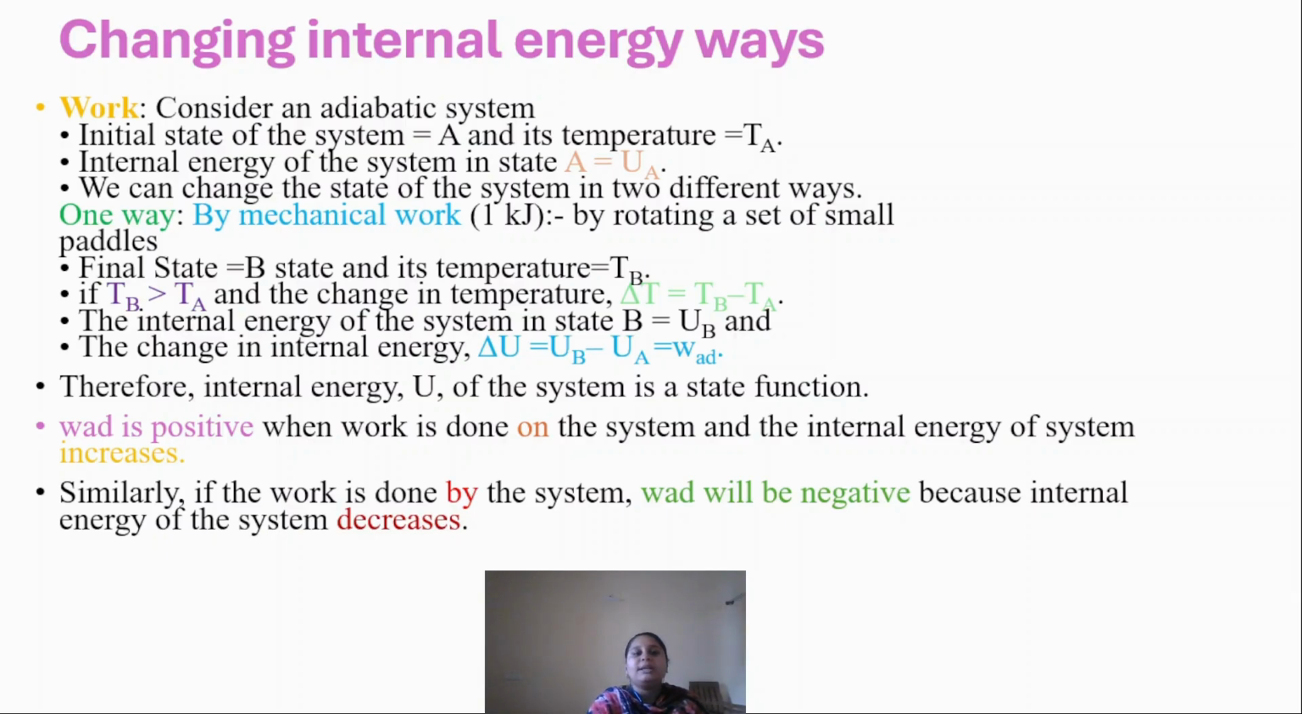Therefore, the internal energy U of the system is a state function. The work of the adiabatic system is positive when the work is done on the system and the internal energy increases. If the work is done by the system, the work is negative, that is, work done by the adiabatic system, because the internal energy decreases.